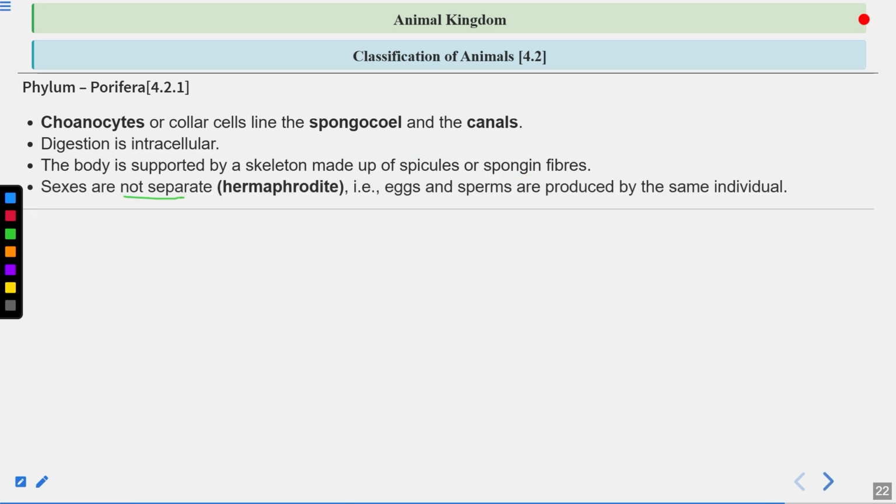Sexes are not separate. Hermaphrodite means the organism has both organs, both the male reproductive organ as well as the female reproductive organ. Such organisms in which both the male and female reproductive organs are found are called hermaphrodites. They give rise to eggs and sperms and produce the same individuals.